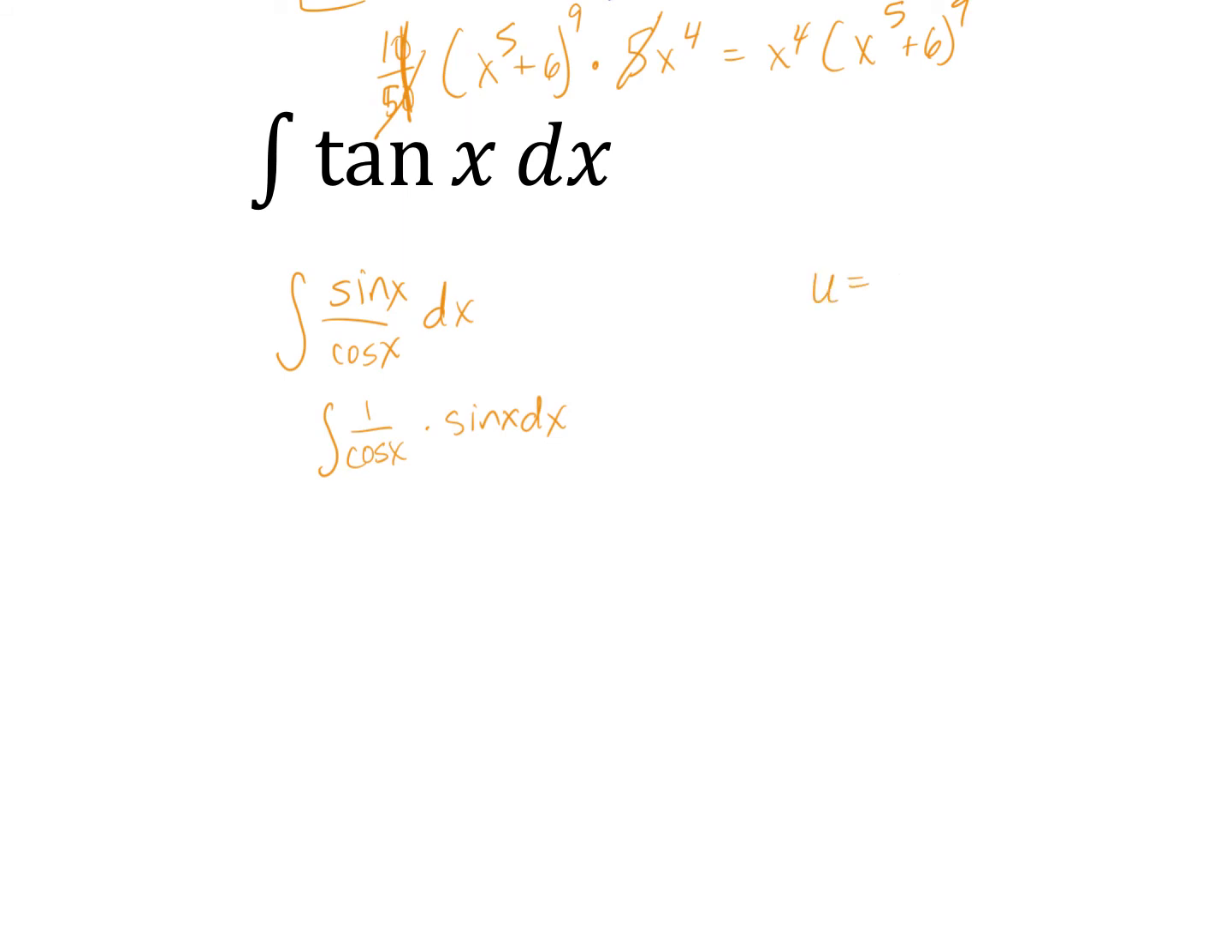How do you guys feel about me saying u is equal to cosine x, though? And can we say that? And if u is equal to the cosine of x, we can then say du is equal to negative sine x dx. We still feeling okay? And then, you guys, can I just move that negative over? Is that okay? Like we did last time. So now I have negative integral of 1 over u du.